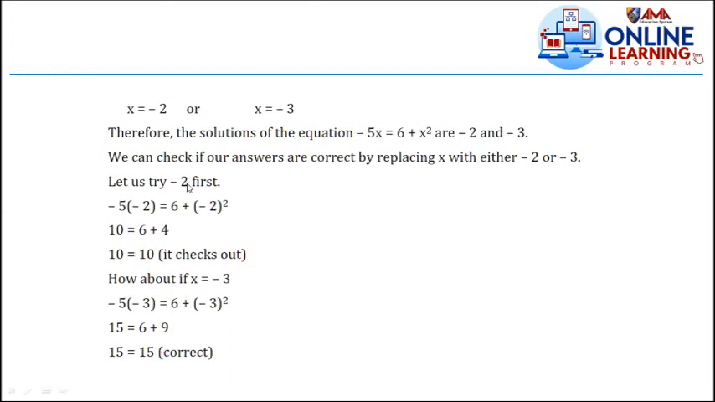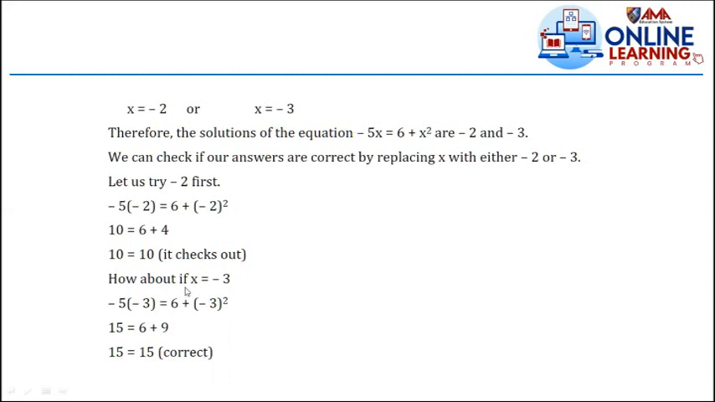Let's just try first negative 2. Unahin natin yung negative 2. So, substitute natin dito sa equation. Negative 5 times negative 2 is equal to 6 plus negative 2 squared. So, negative 5 times negative 2, positive 10. 6 plus 4, we have 10. 10 is equal to 10, it checks out.